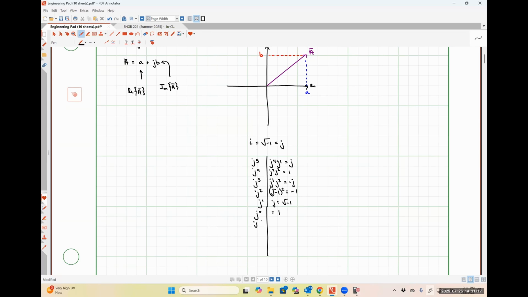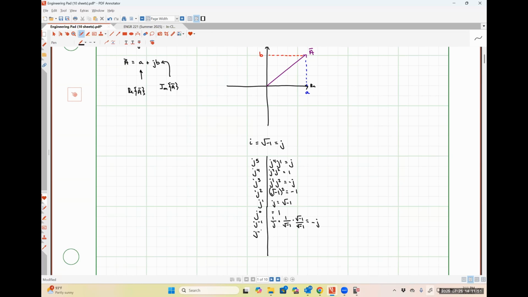Well, j to the -1 is 1 over j, which is 1 over the square root of -1. So I could multiply this by the square root of -1 over the square root of -1. And so that would give me a square root of -1 in the numerator, which is just j, and -1 in the denominator. So this is going to look like minus j.